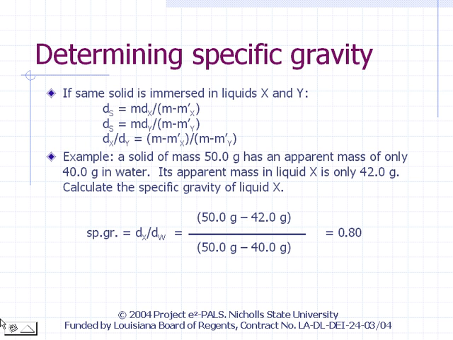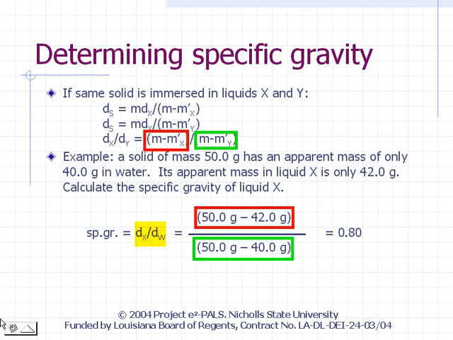The specific gravity of liquid X is the ratio of its density to that of water. This ratio is equal to the ratio of the differences between the actual mass, 50 grams, and the apparent masses when the solid is immersed in the liquids. In liquid X, the difference is 50 minus 42, or 8 grams. In water, the difference is 50 minus 40, or 10 grams. The ratio of 8 to 10 is 0.8. Therefore, the specific gravity of liquid X is 0.8.